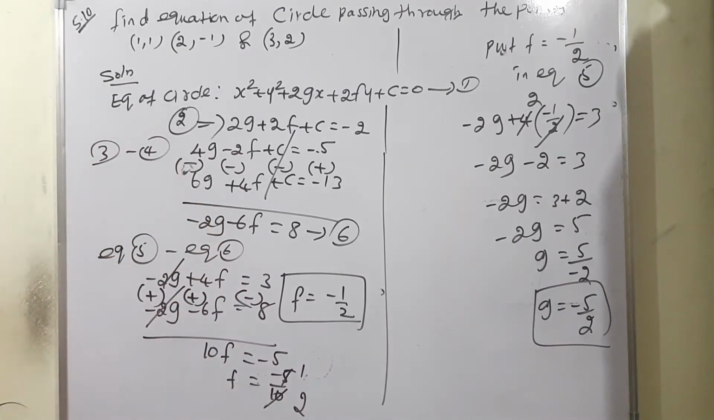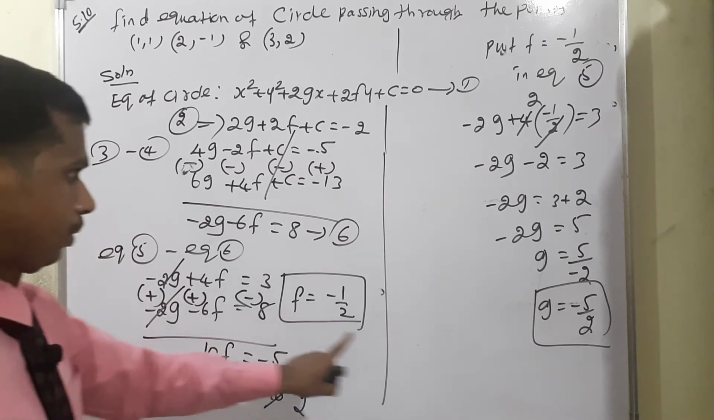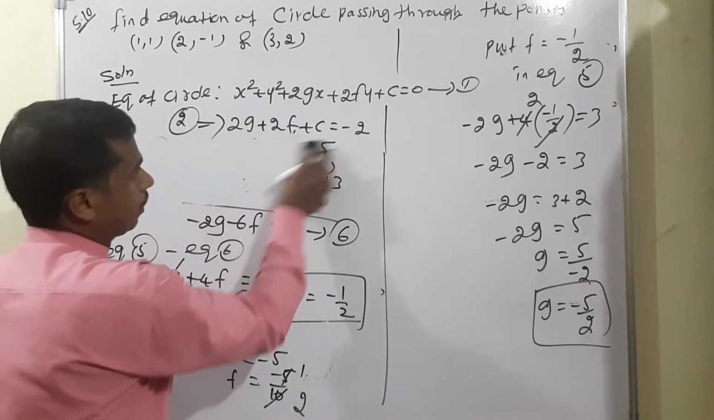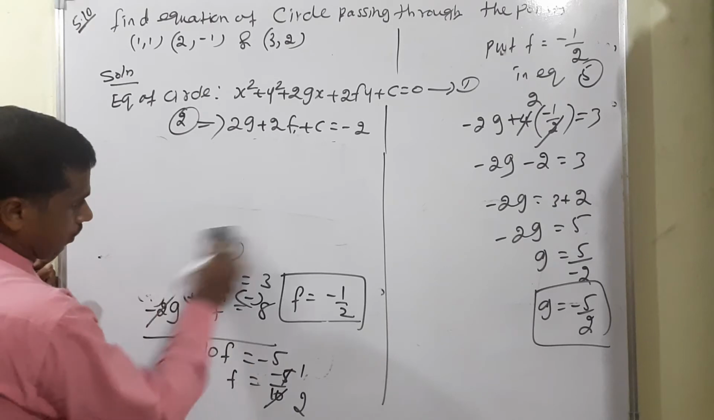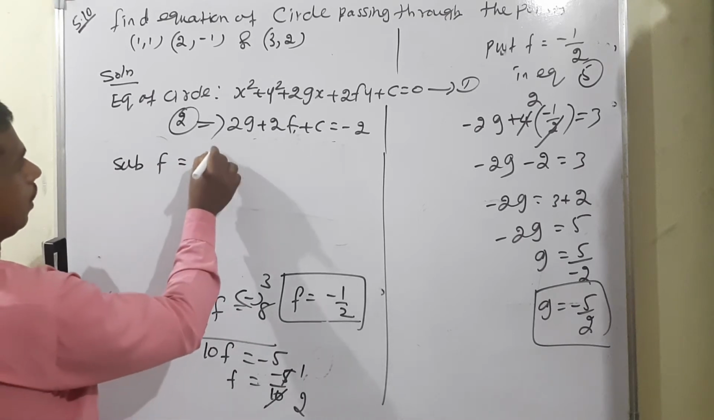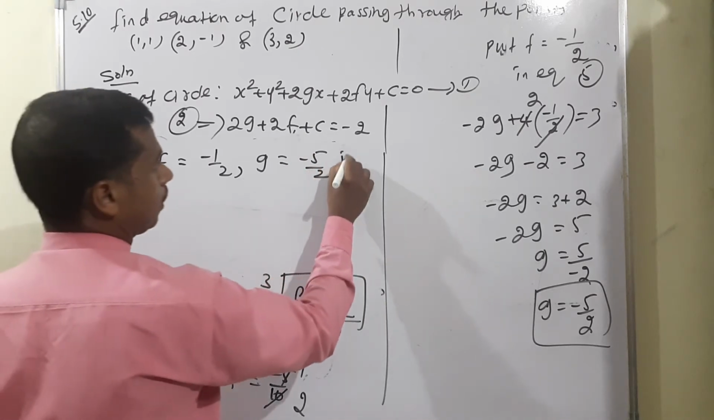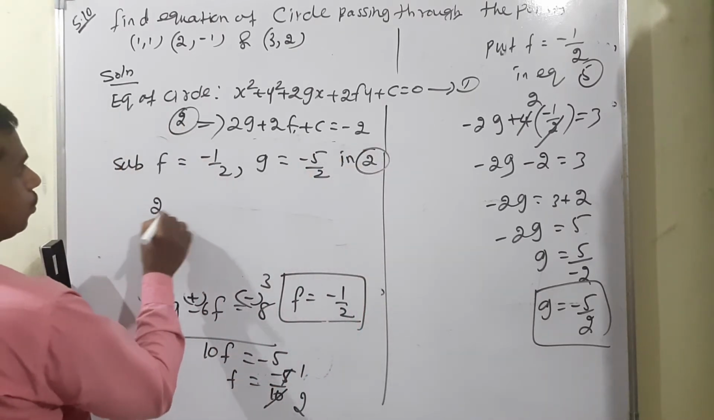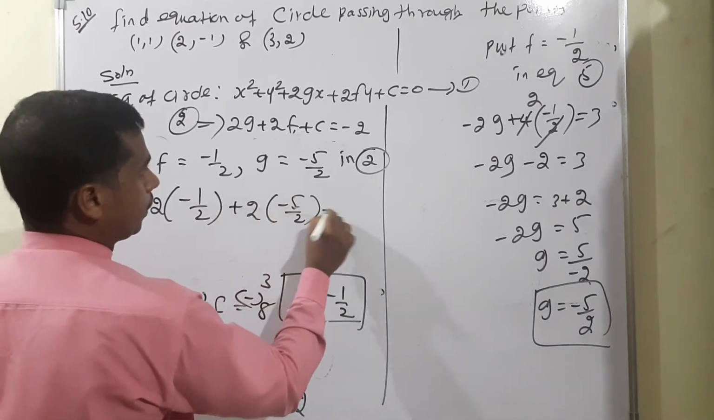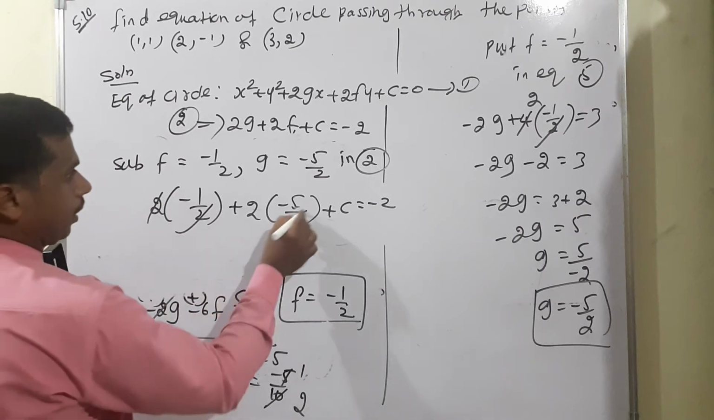Now after getting f and g, we need to find out the c value, isn't it? C value means substitute g and f value in equation number 2. So substitute f is equal to minus 1 by 2, then g is equal to minus 5 by 2 in equation number 2. This is equation number 2. Therefore 2 into minus 1 by 2 plus 2 into minus 5 by 2 plus c is equal to minus 2. Again 2 cancel, here also 2 cancel.